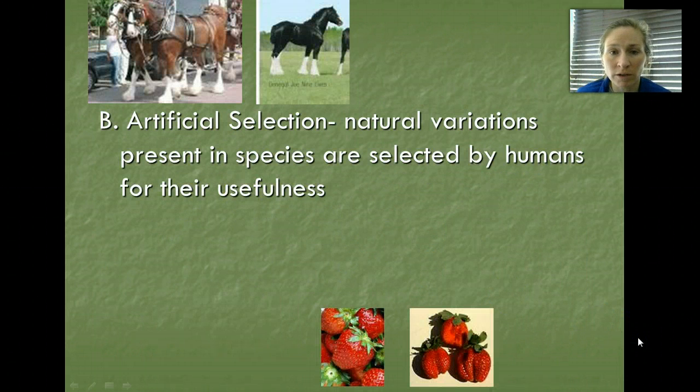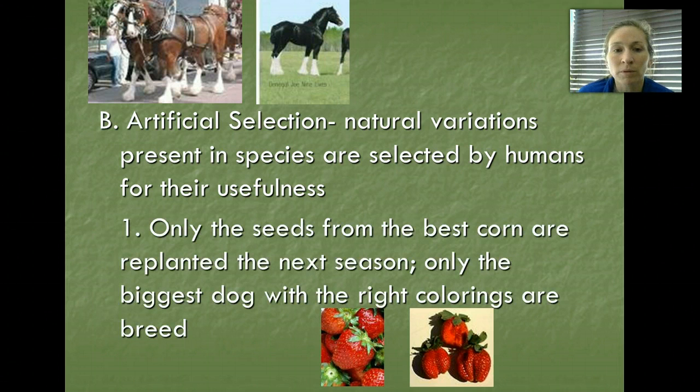Okay, so these natural variations that we talk about can be appealing to humans. So there is something known as artificial selection, and that's when the natural variations that are present in species are selected by humans for their usefulness. One example of that is within fruit. So only the seeds from the best corn are replanted the next season. Or let's say only the biggest dog with the right colorings are bred for a dog show.